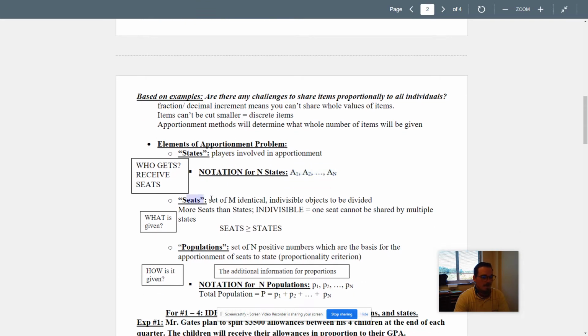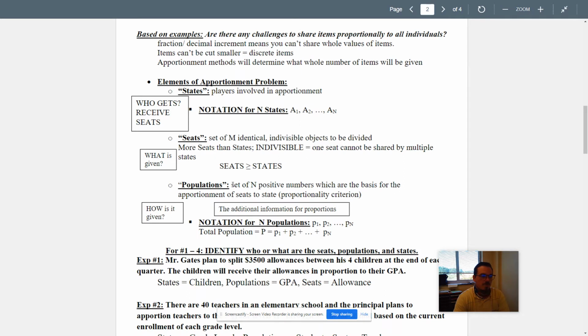Now, seats. This is a set of m identical, where m is just an arbitrary number, identical indivisible objects to be divided. The more seats, the more states. There are going to be more seats than states. This is indivisible. One seat cannot be shared among multiple states. So what is given? We know that our seats must be greater than or equal to the states that we have. The populations. The populations is a set of n positive numbers, n an arbitrary number, which are the basis for the apportionment of seats to the states.